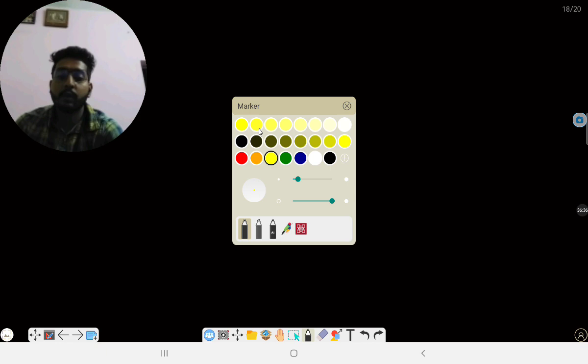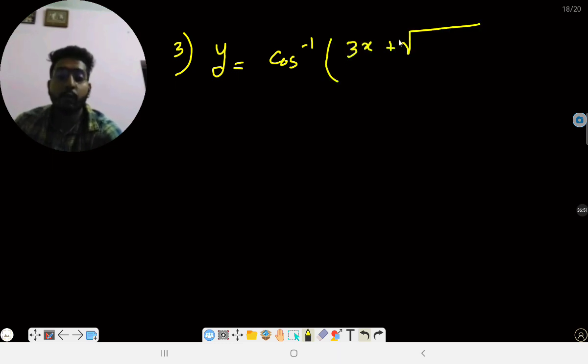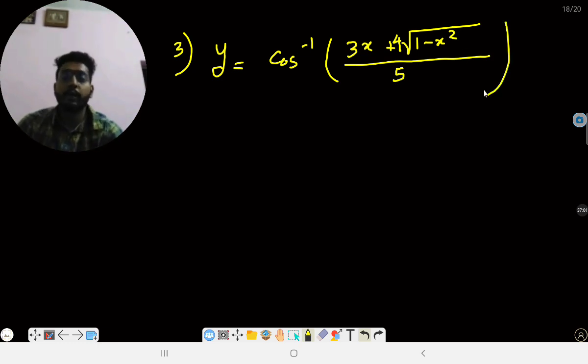So next one will be question number 3. Now how to solve this one? Suppose it is given y equals cos inverse of (3x plus 4 into root of 1 minus x square) by 5. This type of thing is given. You have to find the derivative of that one. So y equals cos inverse of (3x plus 4 into root under 1 minus x square) by 5.